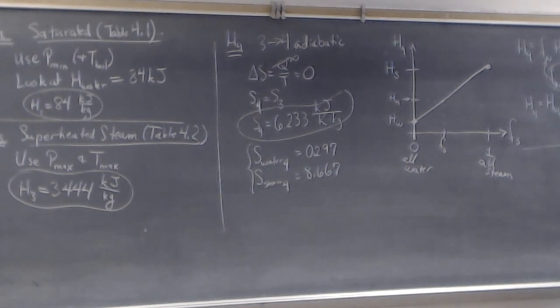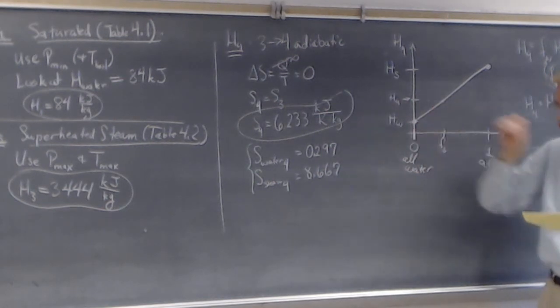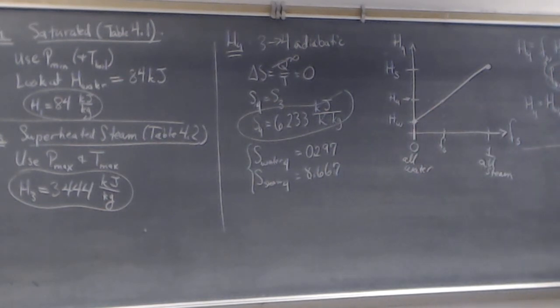Now, but I don't know what fraction of steam I've got, so I use what I know about the entropy. I've got the same fraction of water and steam, whether I'm looking at the entropy or the enthalpy. This water and steam are what they are. The entropy at point 3 is my entropy at point 4, because they go through an adiabatic transformation.